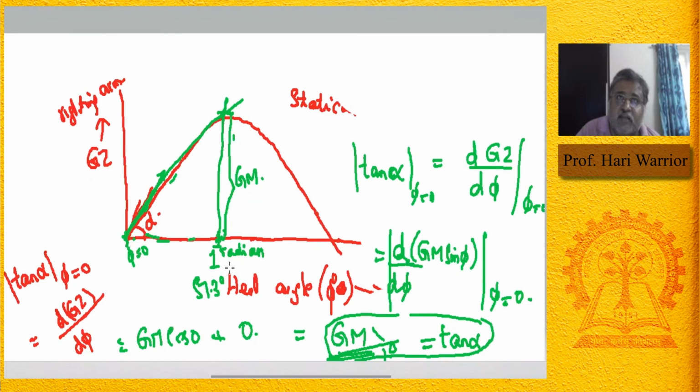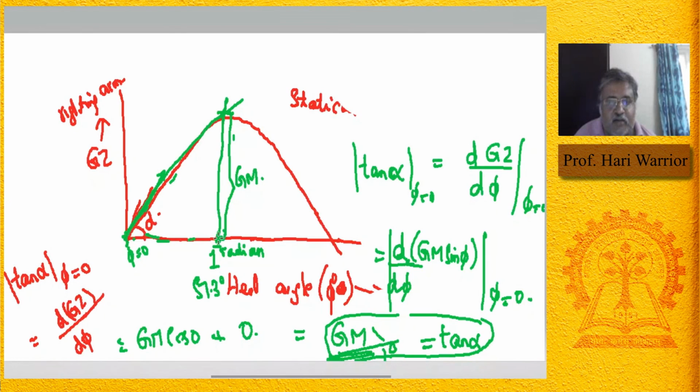That is the only way you can take. You cannot take it as GM by 1 degree. We do not use degrees and radians in that fashion in mathematics, not only in mathematics, in anything. We don't deal with degrees in that fashion. We deal with radians. So when you do that, at this point you have tan alpha, which is the slope of the curve at phi equal to 0. If I take the opposite distance as GM and the adjacent distance as 1 radian, then you can draw this first.